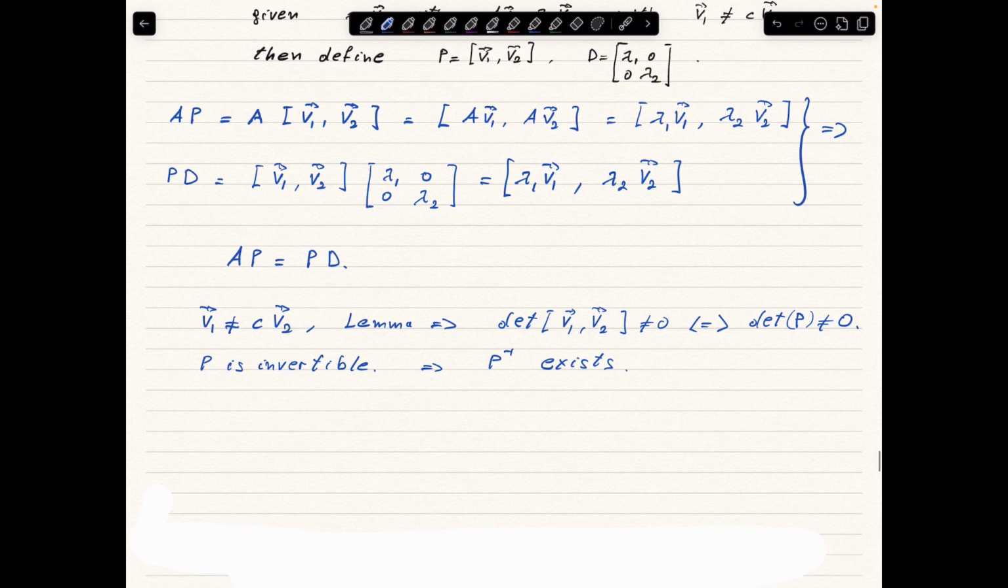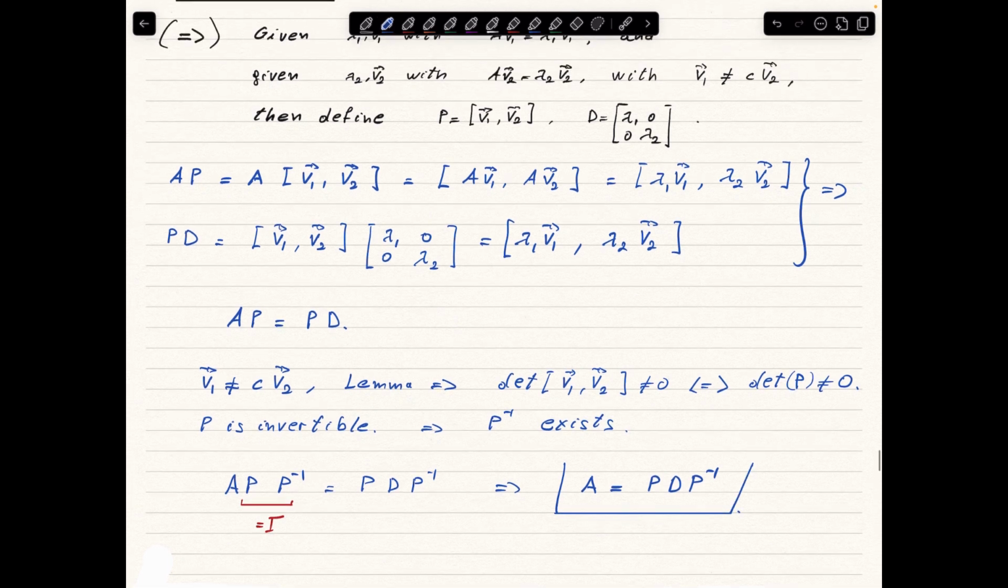So we can multiply the whole equation by P inverse from the right, and we are going to obtain here an identity, and here is our result. Matrix A is diagonalizable with that P and that matrix D. So this is the proof in this direction.